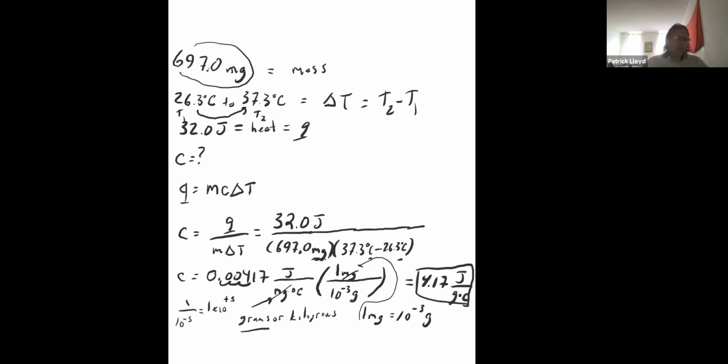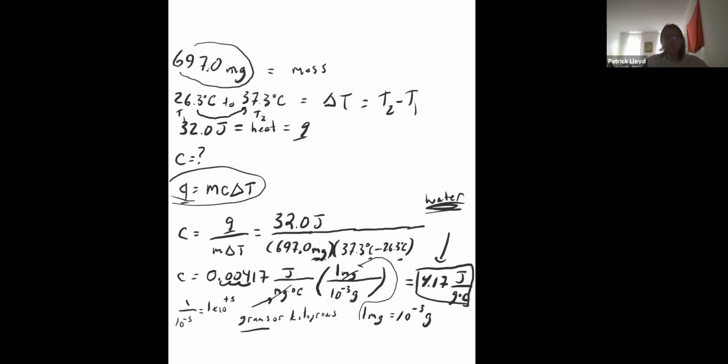Now that's reasonable. That's water. Oh my goodness, that's water. Water is 4.184. So that is really close to water. That tells you that you're talking about water for the specific heat capacity. Okay. And there you go. So Q equals MC delta T.